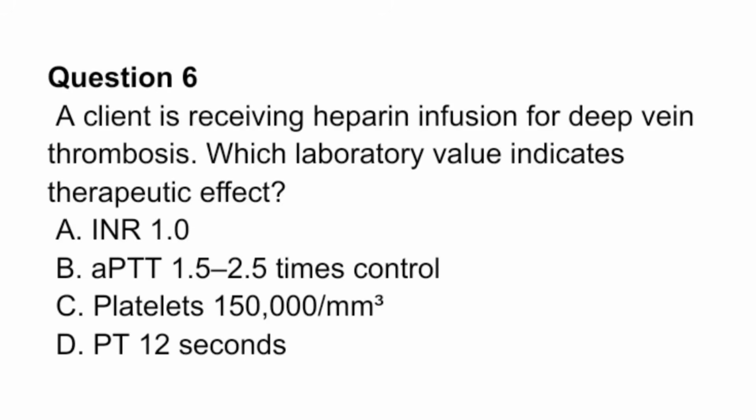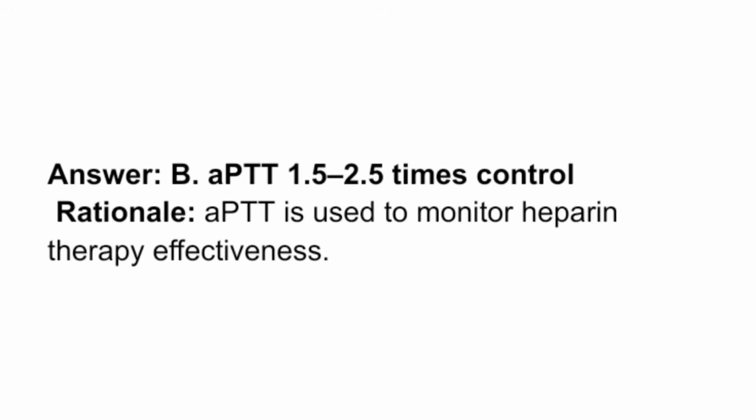Question 6. A client is receiving heparin infusion for deep vein thrombosis. Which laboratory value indicates therapeutic effect? A. INR 1. B. aPTT 1.5 to 2.5 times control. C. Platelets 150,000/mm³. D. PT 12 seconds. Answer: B. aPTT 1.5 to 2.5 times control. Rationale: aPTT is used to monitor heparin therapy effectiveness.